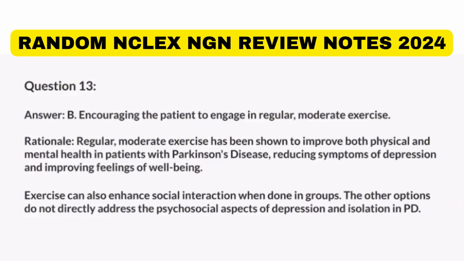Rationale: regular, moderate exercise has been shown to improve both physical and mental health in patients with Parkinson's disease, reducing symptoms of depression and improving feelings of well-being. Exercise can also enhance social interaction when done in groups. The other options do not directly address the psychosocial aspects of depression and isolation in PD.